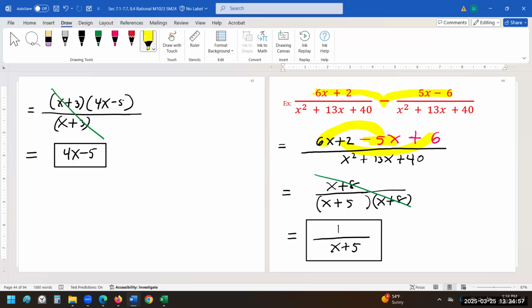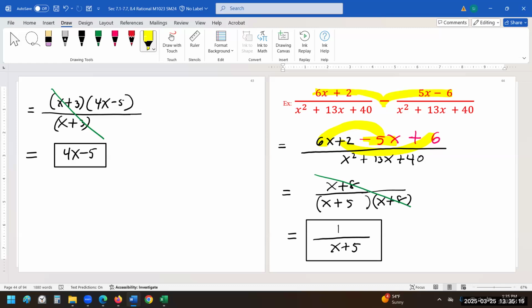If it's GCF, you can factor out. If it's factorable directly, you factor directly. Or if you choose SE method, you choose SE method. If it's not factorable, leave them alone. So when you have same denominator, life is easy. That's how you do.